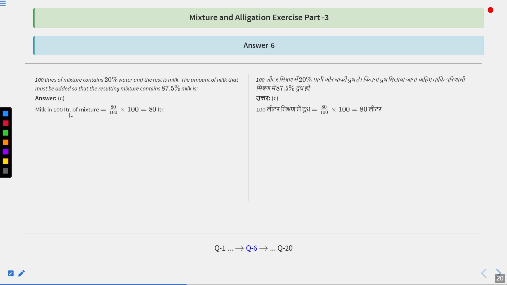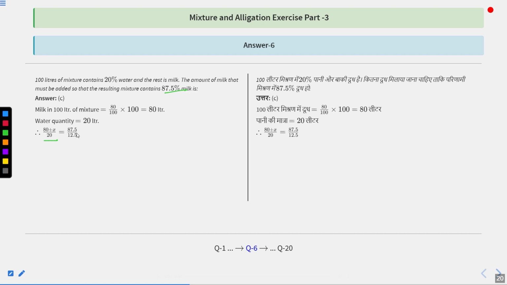Now the milk in 100 liters of mixture, because it is given that it is 100 liters of mixture. So 20 liters is water, so 80 liters will be the milk. So 80% of 100 is 80 liters. In the same way, water quantity is 20 liters. So we use the formula. If we add some milk, 80 plus x upon 20, the ratio becomes 87.5%.